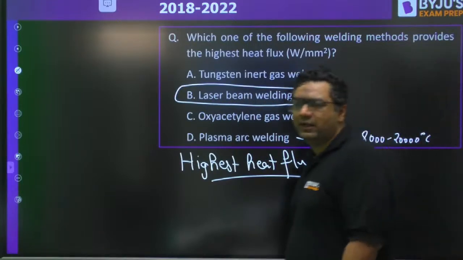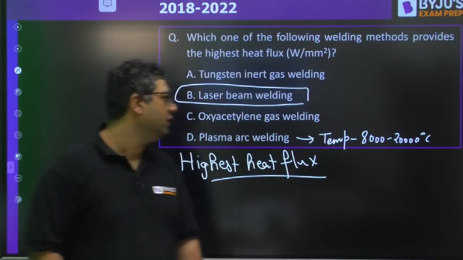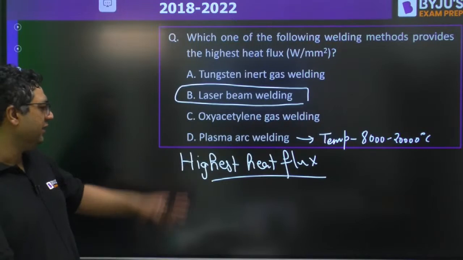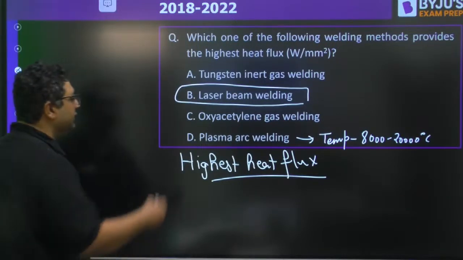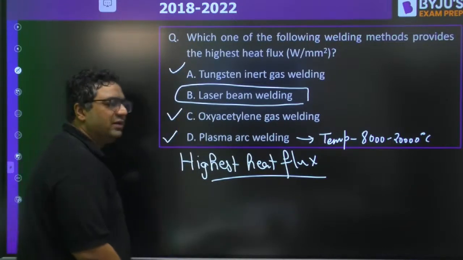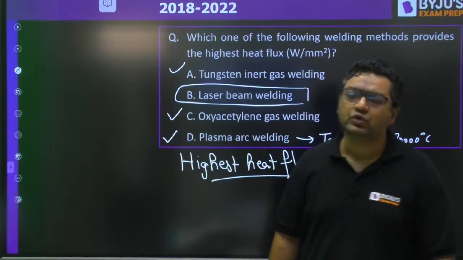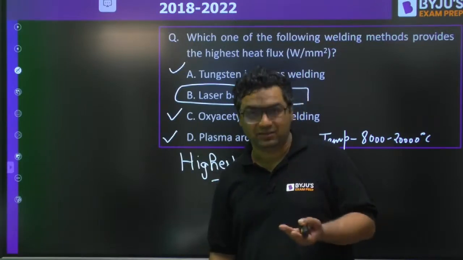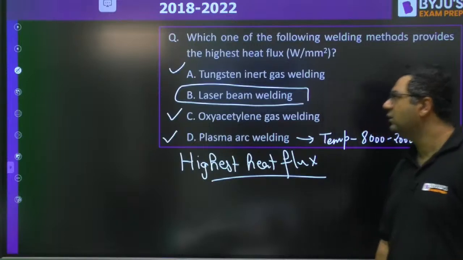Okay, laser beam welding. I know that in this type of question, students have confusion. So if you talk about temperature, then plasma arc welding. Otherwise, you will have the highest heat flux in laser beam welding. And all other things, like TIG, are of the same type. Gas welding does not have very high temperature or heat. Laser beam welding is used for super alloys, like cobalt, and stainless steels.